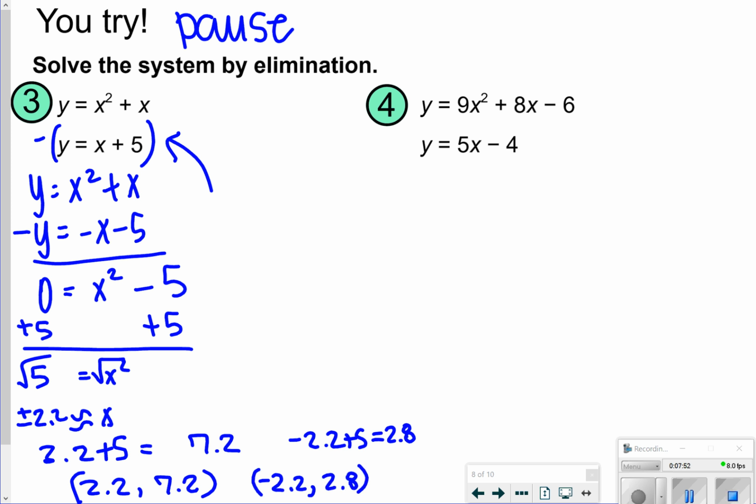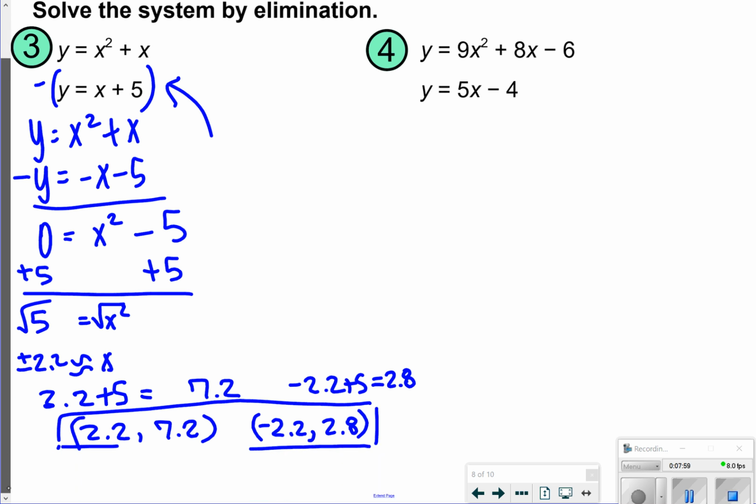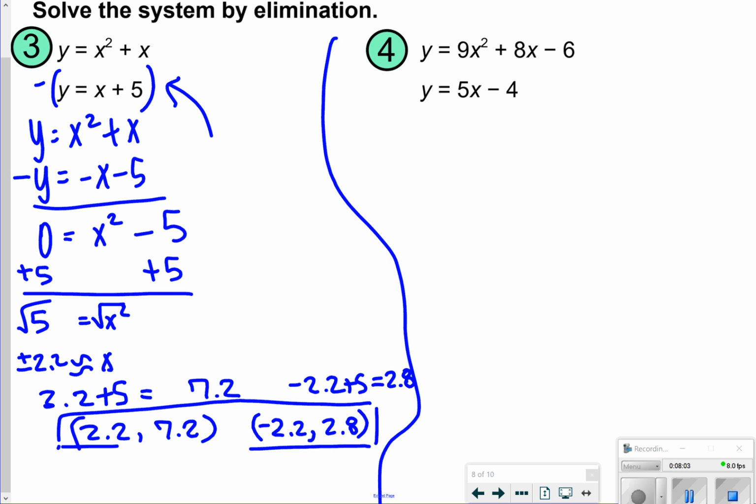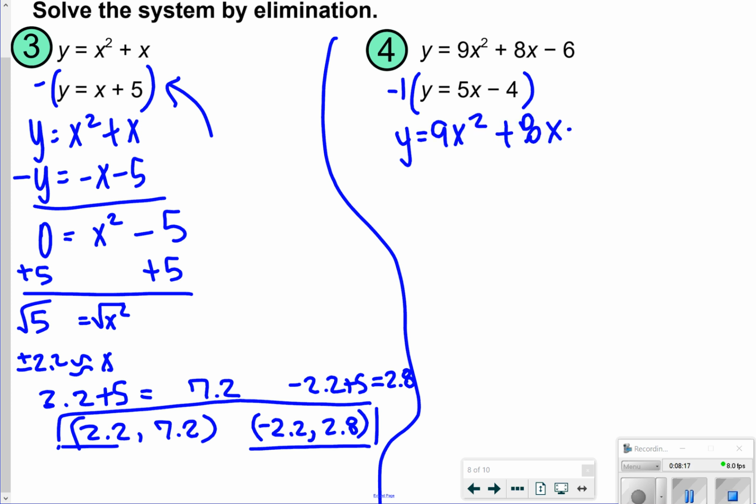And if you did the square root, the squaring one, your numbers would just be a little bit off from mine, but still be relatively close. And then for number 4, for elimination, again, I just multiplied the second one by a -1. So I have the first one staying the same. y is equal to 9x squared plus 8x minus 6. And then -y is equal to, I'm going to write minus 5x under here, and then plus 4.